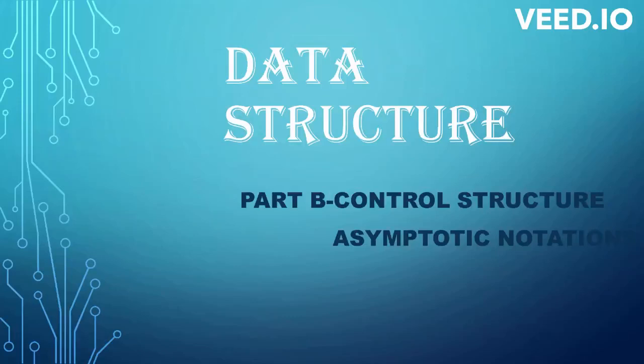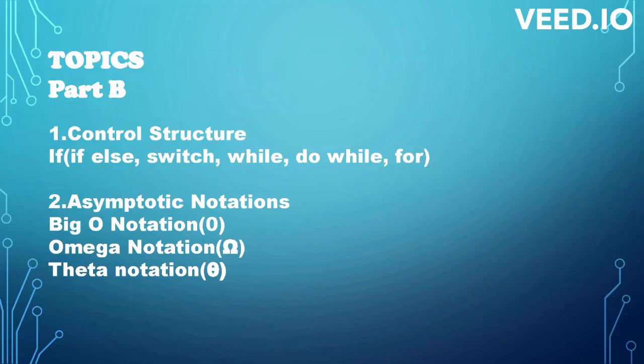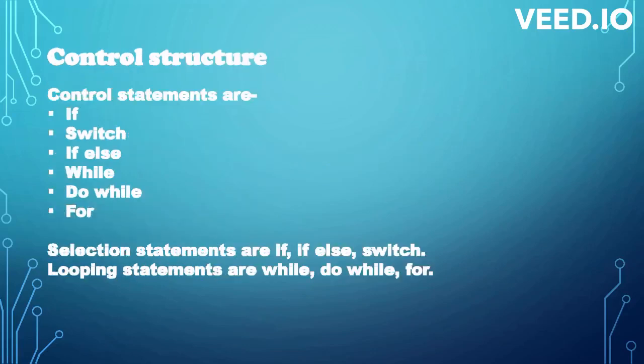So today we are going to learn about control structure and asymptotic notation. Last video we learned about data structure and its types. So the topics we are learning today are control structure and asymptotic notation. Control structures are of six types. That is if, switch, if else, while, do while, and for.